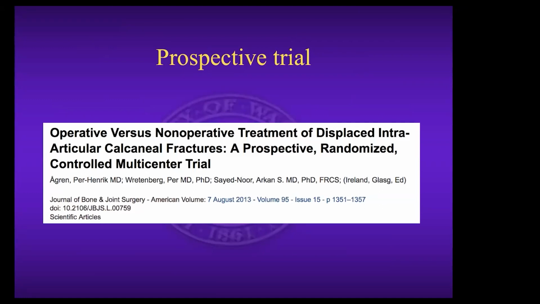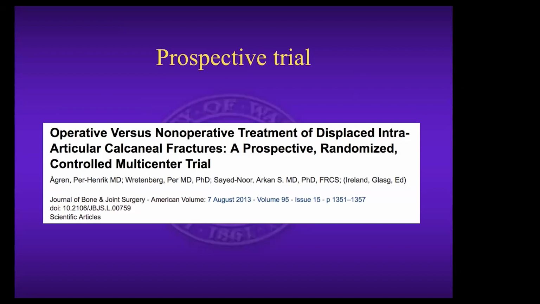The Swedish trial, Per-Henrik Agren, started when he was a trainee. He was an MD PhD student, and then he left academics, went into private practice and forgot about it for a decade, then came back and wanted to finish his PhD. So he called up all those patients.